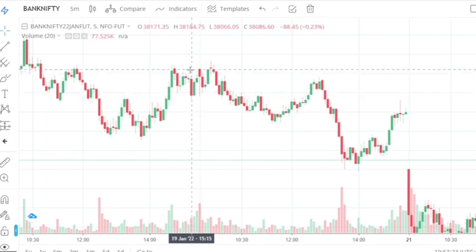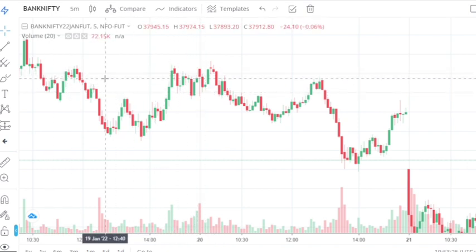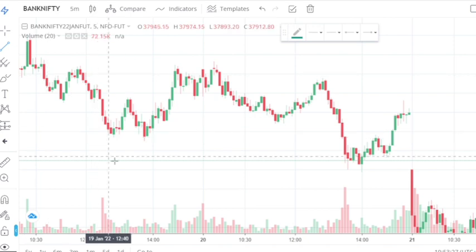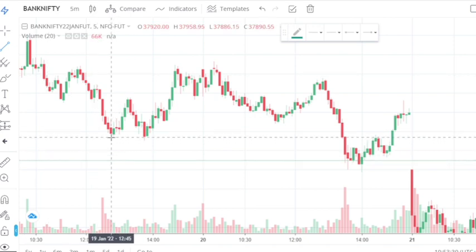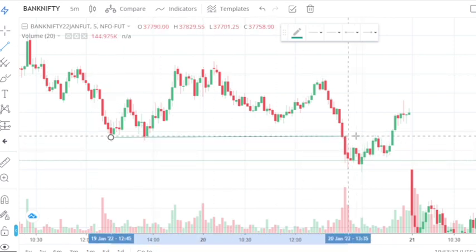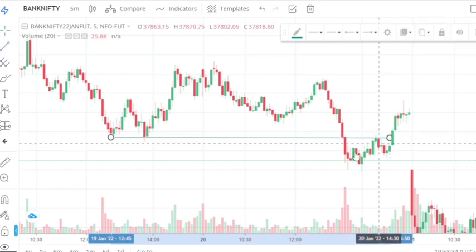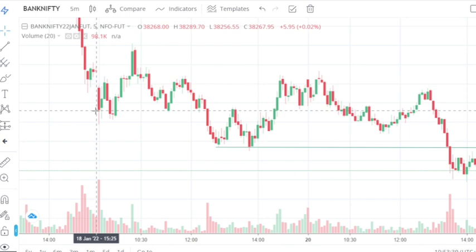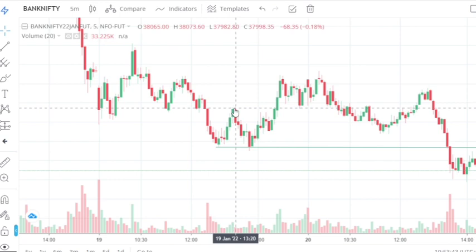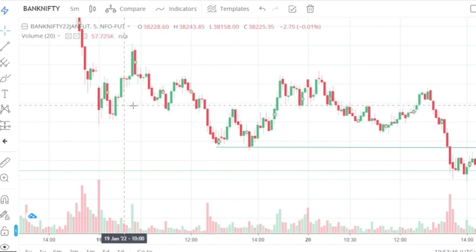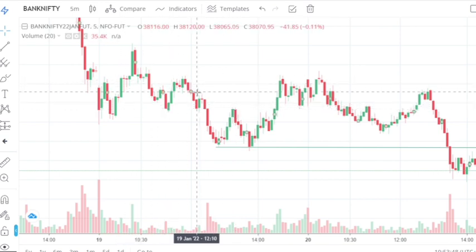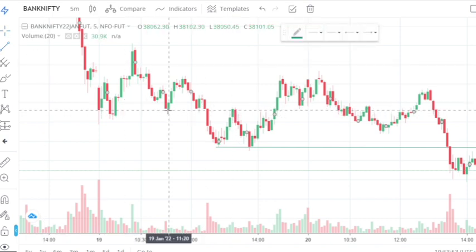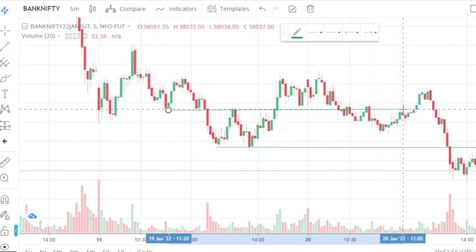For 20th January we always mark some support and resistance points of the previous day. So you see here this is basically a support point of the previous day, and here also they have stayed for a very long time. This is one point I found, because one time, two times, three times it already crossed. So I have taken this also as a support and resistance point.